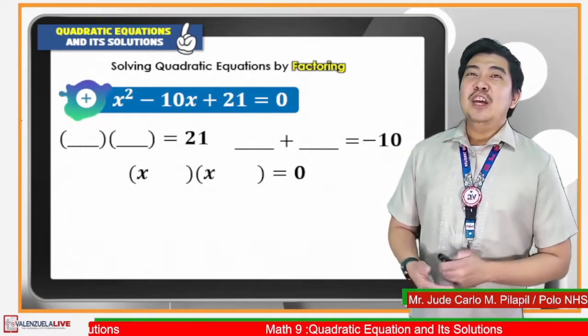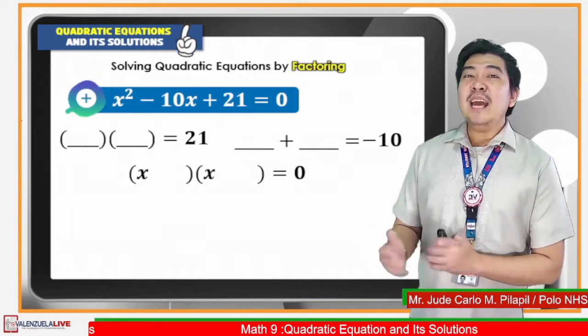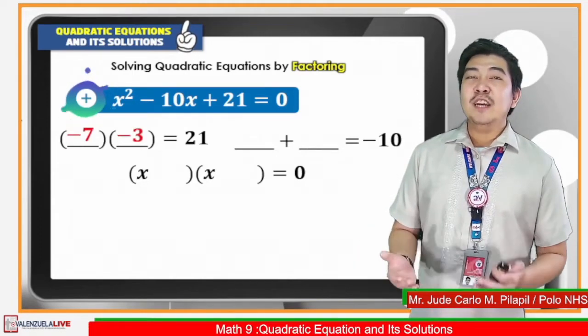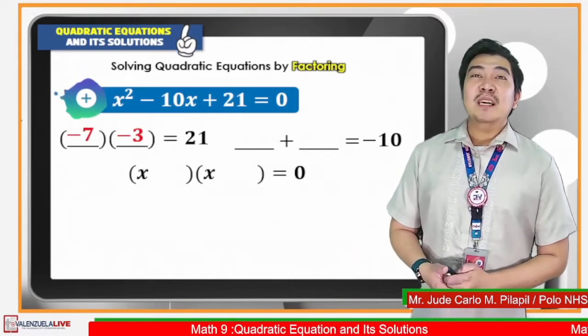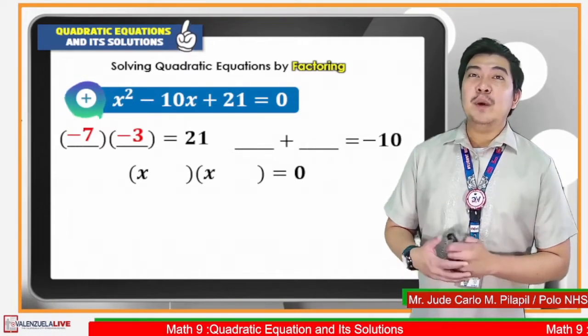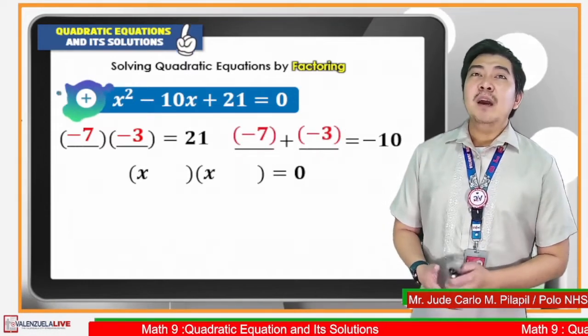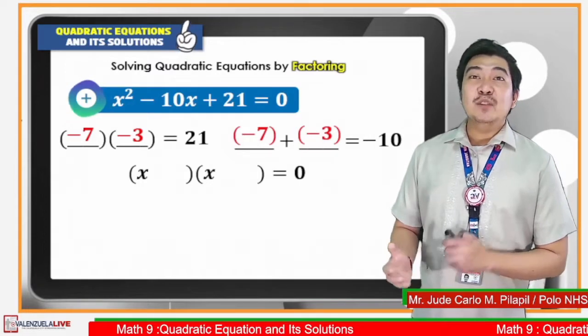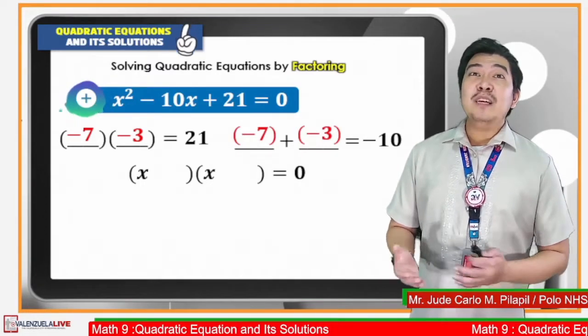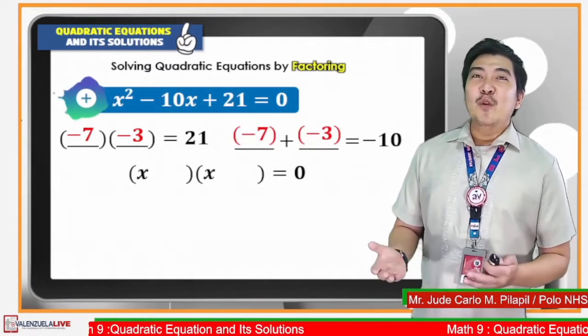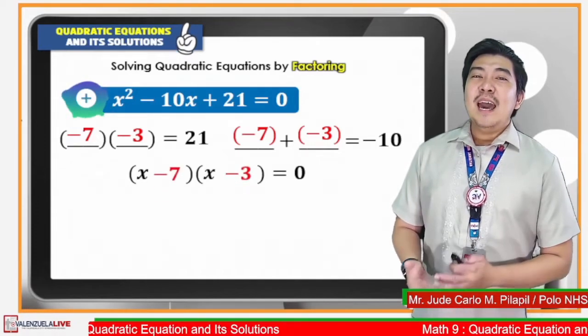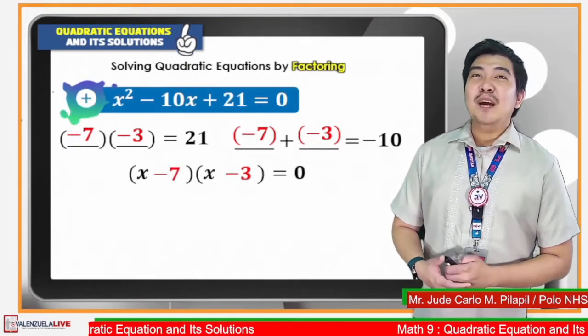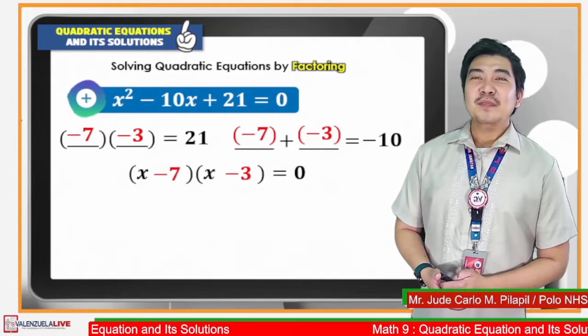Very good. The numbers are negative 7 and negative 3. So let us check. Negative 7 times negative 3 will give us positive 21. At the same time, if we add the numbers, negative 7 plus negative 3, that will give us negative 10. Therefore, the factored form is (x minus 7)(x minus 3) is equal to 0.